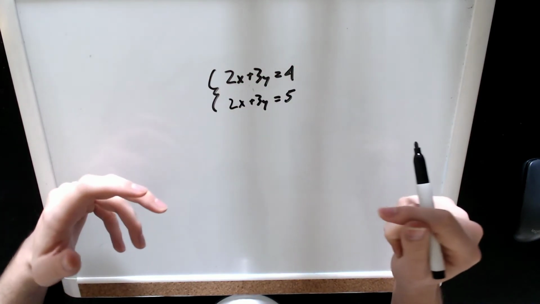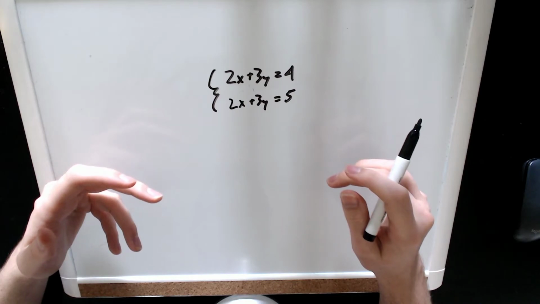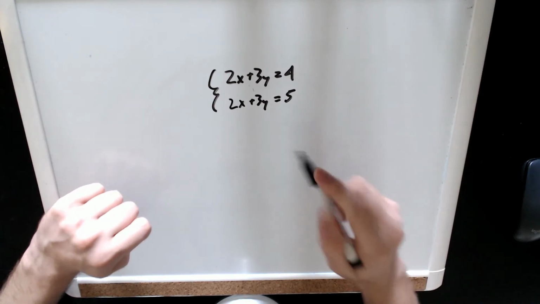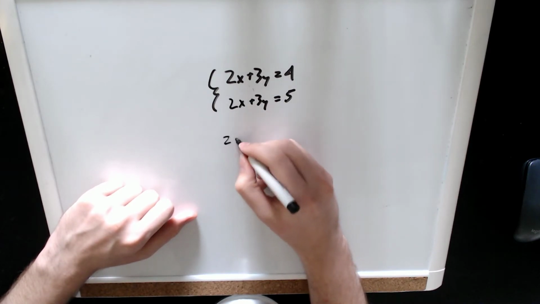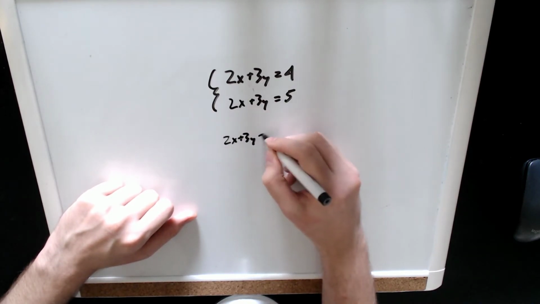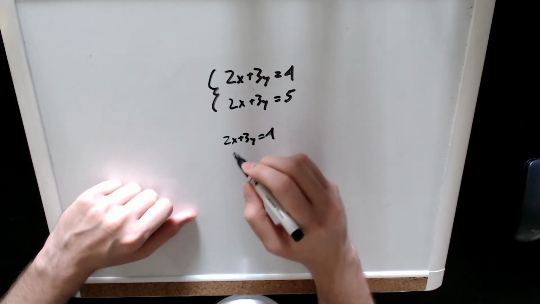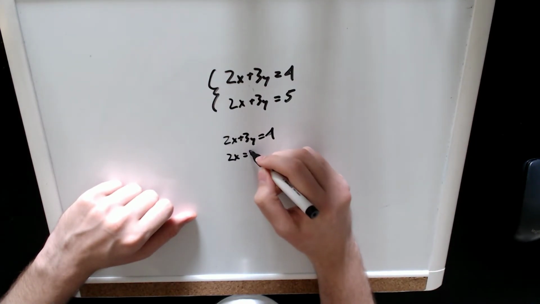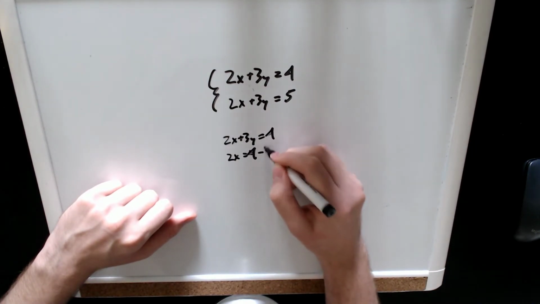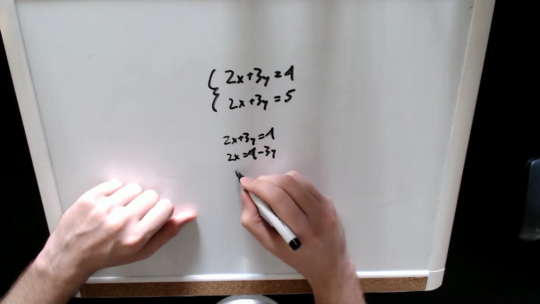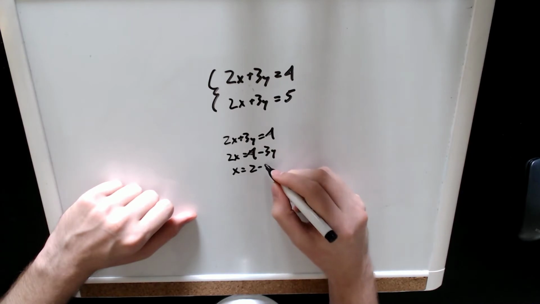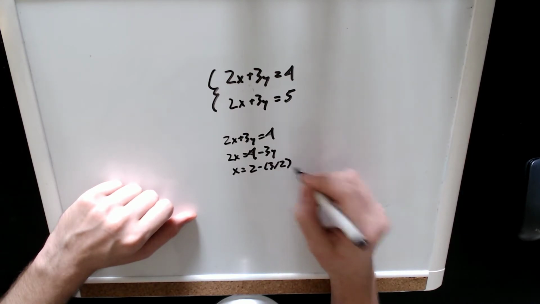So let's go ahead and do substitution on this, right? We're going to solve this one in terms of x. So we have 2x plus 3y equals 4, nothing we haven't seen before. We get 2x equals 4 minus 3y, and we divide all of it by 2. X equals 2 minus 3/2 y.